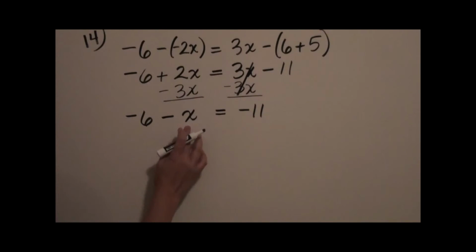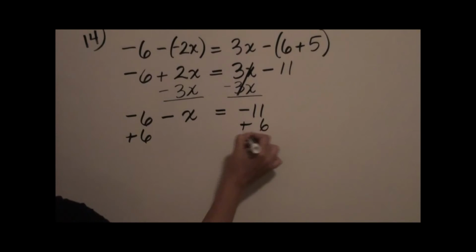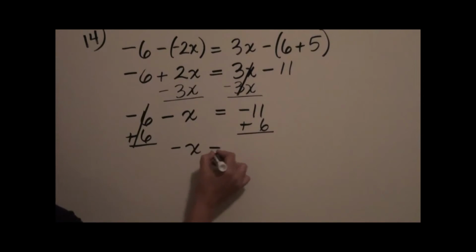Now I've got the variable on the left side. I want to move constants to the right side. It's negative 6, so I add 6. Negative 6 plus 6, those combine to give me 0. I'm left with negative x equals negative 5.